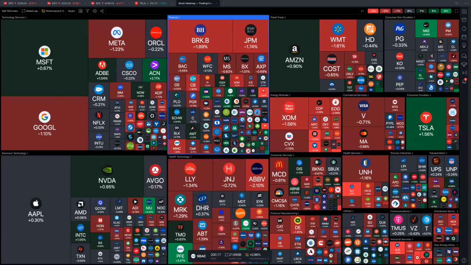You can also find the heat map online on, what's the name of that website? I think it's Finviz. Yes, Finviz. Sorry, I haven't used it in a long time. Yeah, you can find the heat map on Finviz as well.